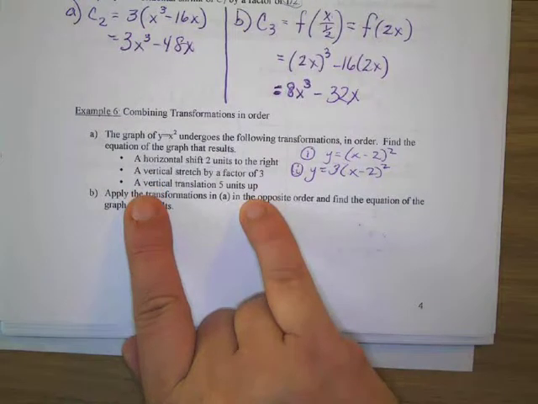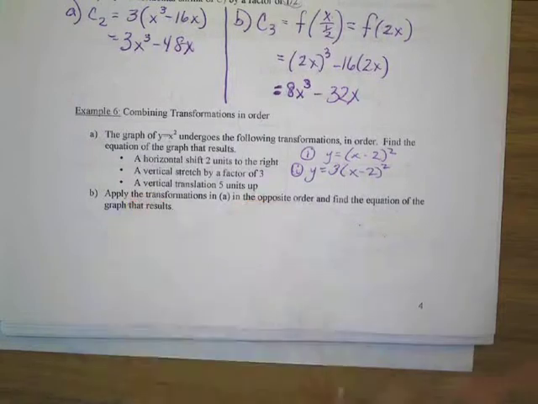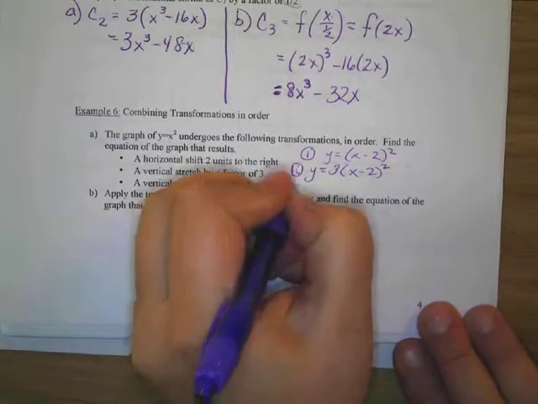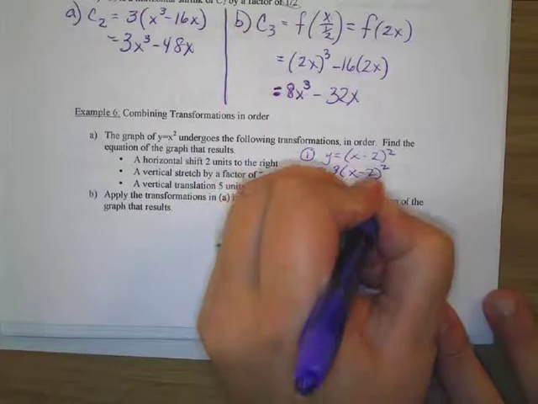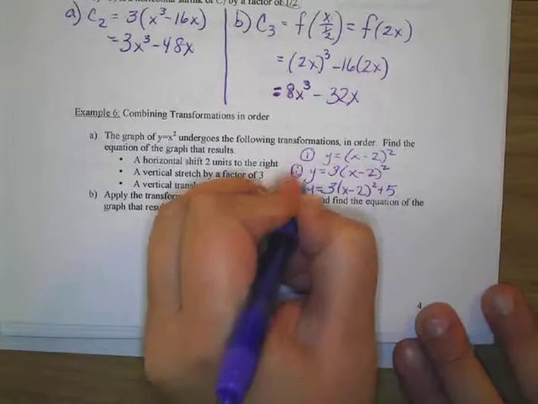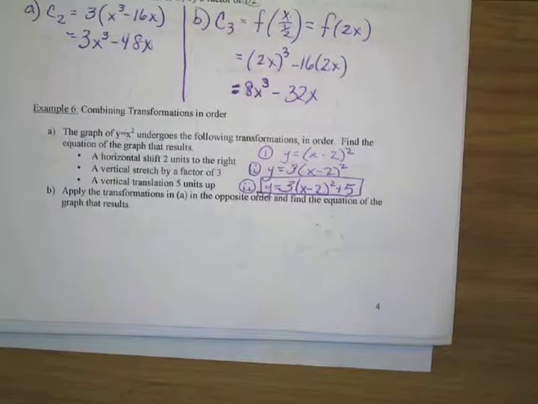And then the last one in our final function is that we're going to take that and vertically translate the whole function up by 5, or add by 5. I remember this. So this is the final equation of our function with all those translations.